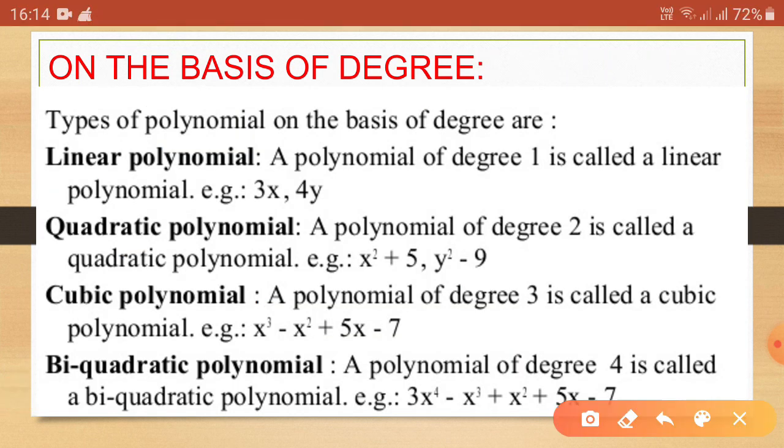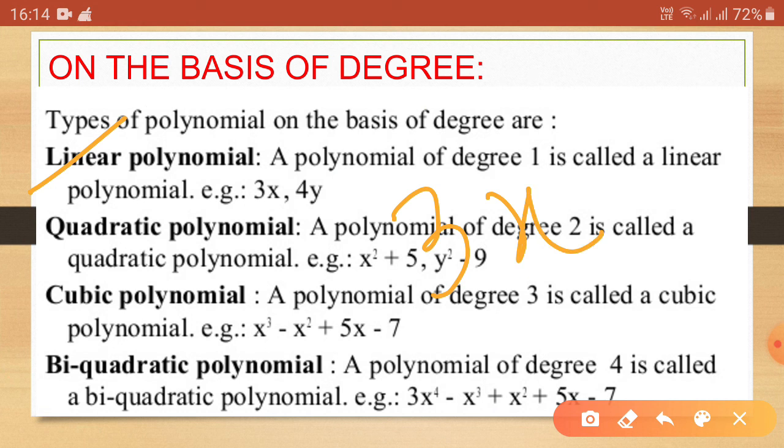Now all these are the categories on the basis of degree. So polynomials can be categorized on the basis of degree. Okay, look one by one. The first category is linear polynomial. Which polynomial is known as the linear polynomial? I am taking one example, suppose 3x.